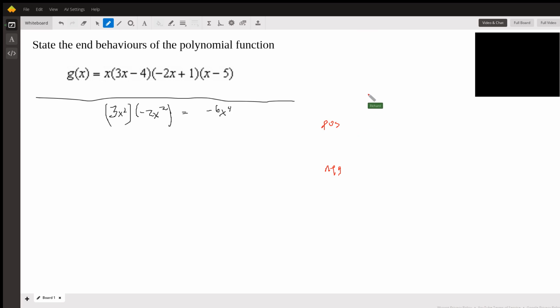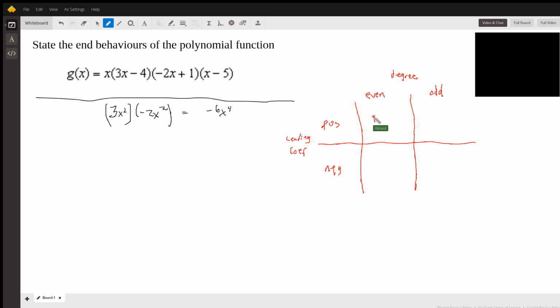And then even and odd. So this is the degree of the polynomial. In our case, the degree is 4, so it's even. And this is the leading coefficient. It is positive or negative, and in our case it is negative. I'll just fill in the chart for you first, and then we'll get to the problem at hand.